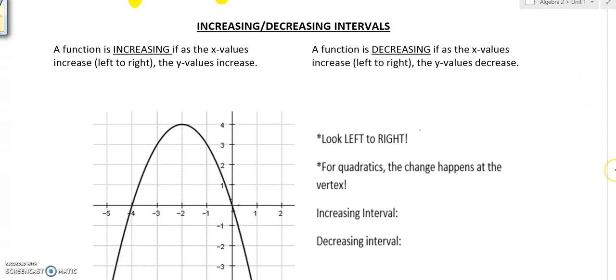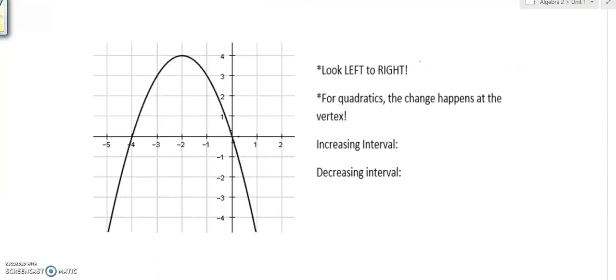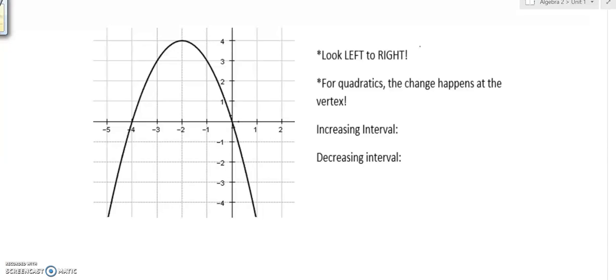Okay, next topic is increasing and decreasing intervals. A function is increasing if, as the x values increase left to right, the y values increase. A function is decreasing if, as the x values increase, the y values decrease. Kind of confusing. Let's look at a visual. I think that'll help and make a little more sense. On this visual, I'm going to write a couple of things and then we'll answer this question on the right. Give the increasing and decreasing interval.